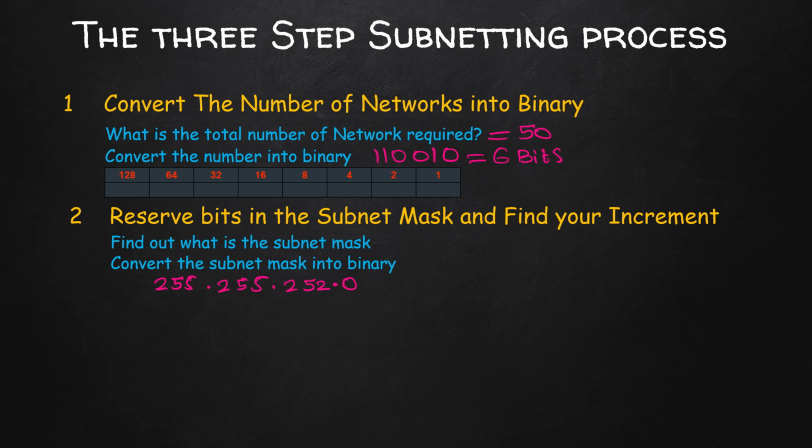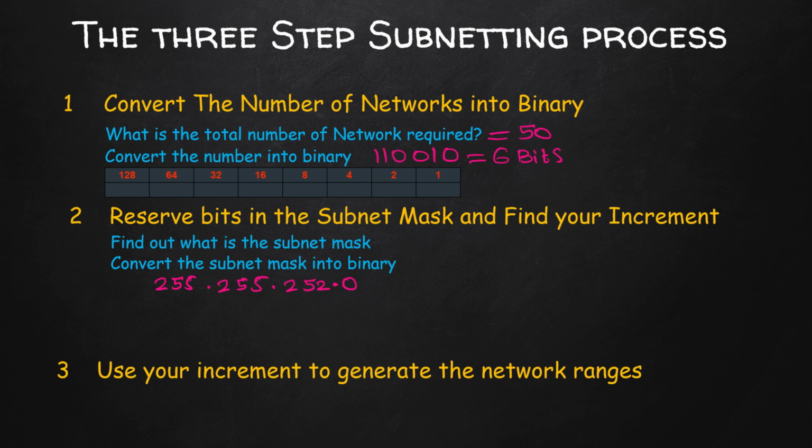So here I have cleared the screen and added all the results properly. The number of networks required is 50, and when we convert that we get the value 110010, which contains 6 bits, and when we reserve those 6 bits in the subnet mask, we get the new subnet mask as 255.255.252.0. Now point number 3: use your increment to generate the network range.